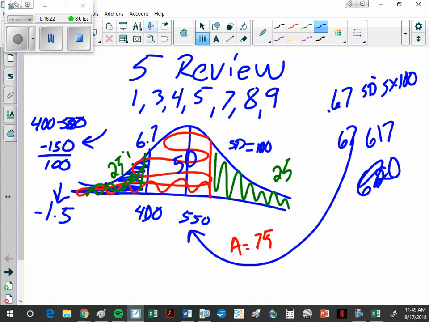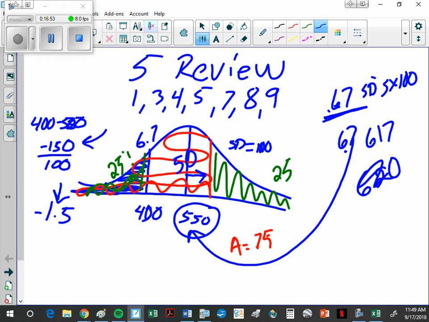So this one's kind of weird because it's the same number, but this is how many SDs we were above. So I convert SDs back into points. And then I know that I am 67 points to the right from the average. So I did 550 plus 67, and I got 617. Yep.